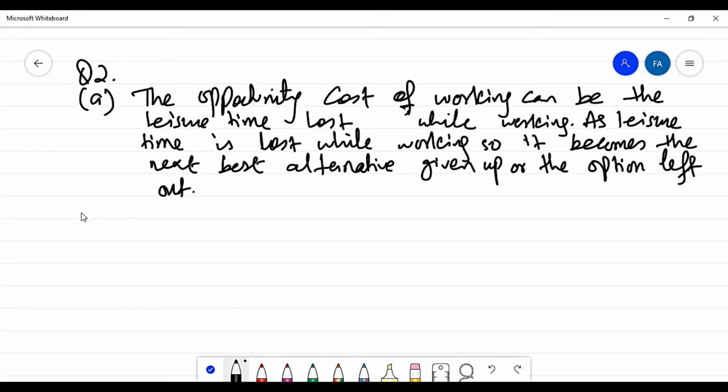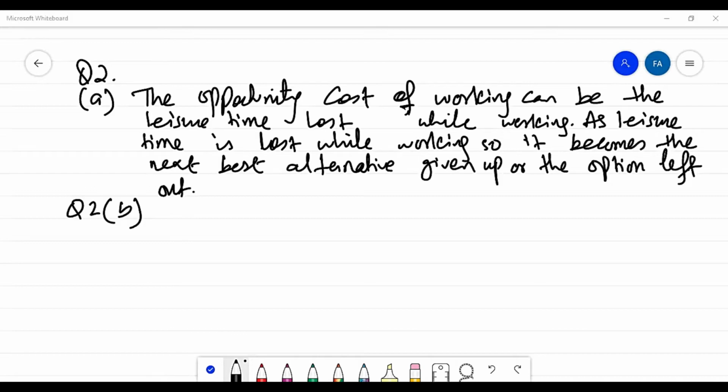Okay, so this is question number 2, part A. What I've done, I have given the opportunity cost, and in the meanwhile, I have tried my level best to give the definition of the opportunity cost in such a smart way that the examiner doesn't think that it's a definition.